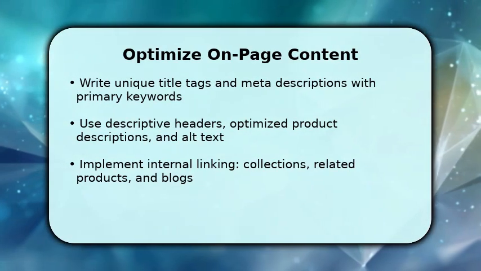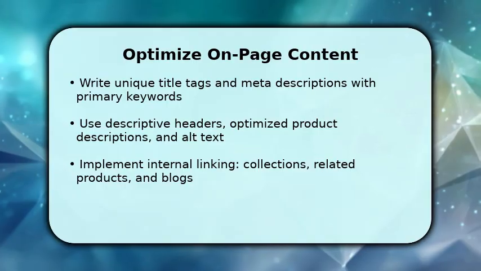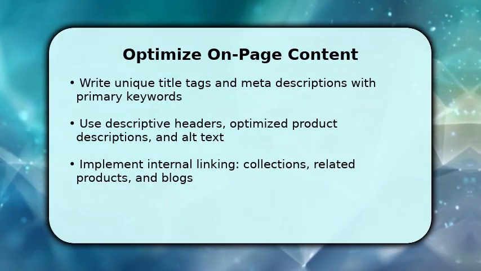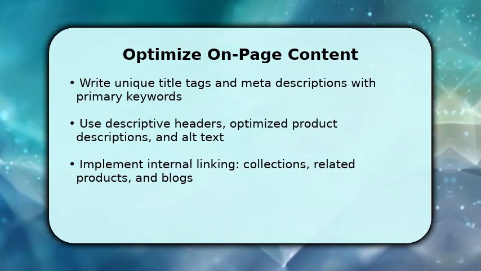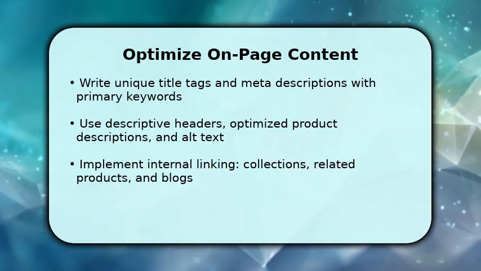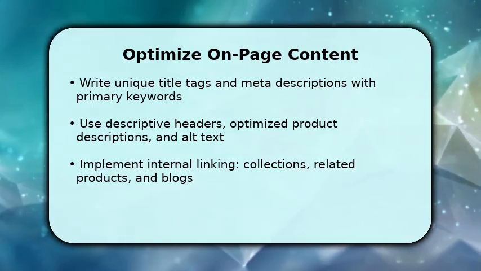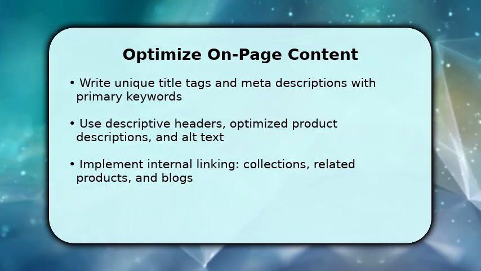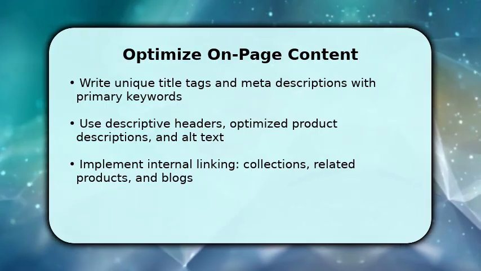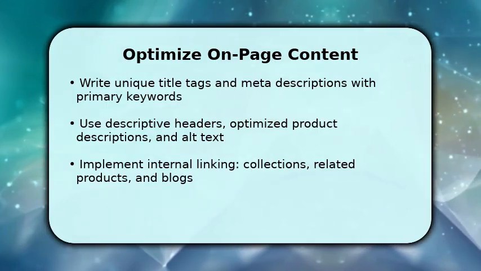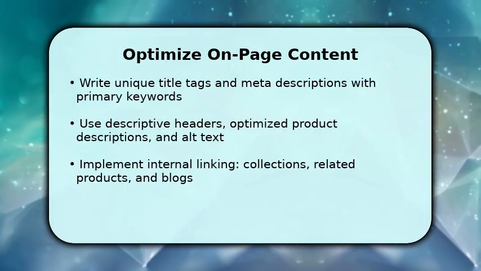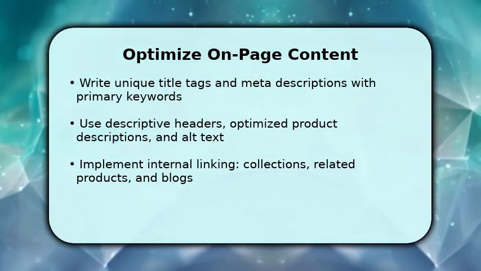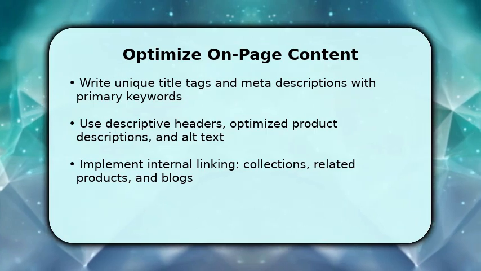Now you optimize on-page elements to tell search engines and shoppers what each page is about. Start with unique title tags and meta descriptions that include your primary keyword and a benefit-driven call to action. Next, structure the page with H1 and H2 tags, improve product descriptions for clarity and conversions, and add concise image alt text for accessibility and image search. Also create internal links between related products, collections, and blog posts to distribute authority. This helps crawling and increases time on site.